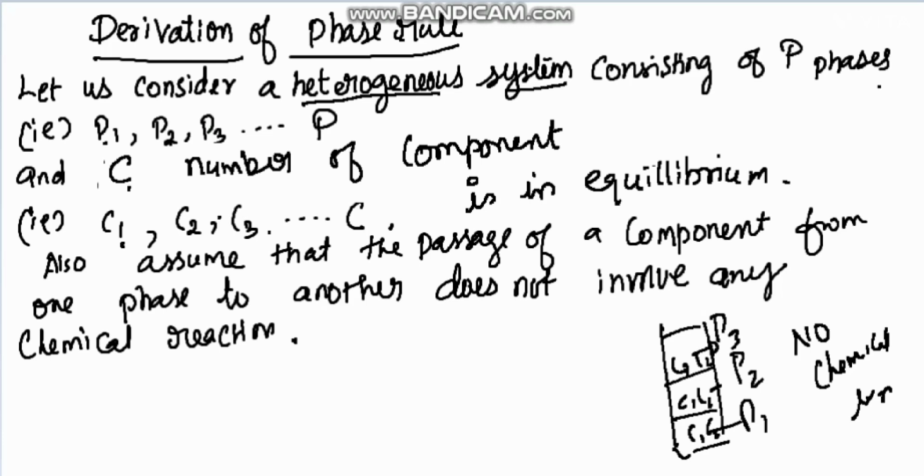So for this, let us consider a heterogeneous system. Heterogeneous system means a system consisting of different phases that are not miscible. The heterogeneous system consists of P number of phases, like P1, P2, P3 till P, and C number of components, like C1, C2, C3 till C. The system is also in equilibrium, and the components exist in all the phases, but they are not reacting with one another. We assume that the passage of components from one phase to another takes place, but there is no chemical reaction between them.